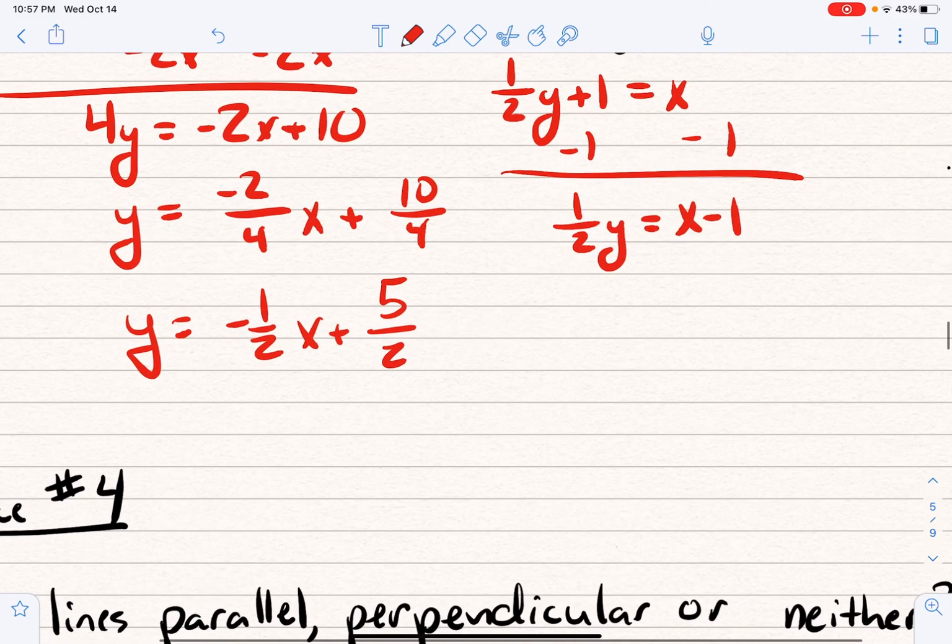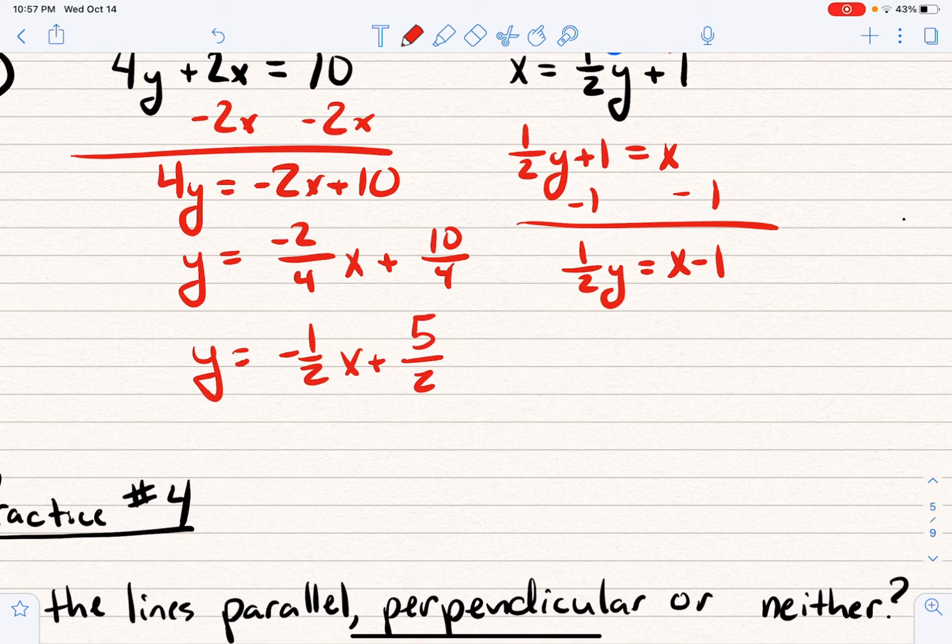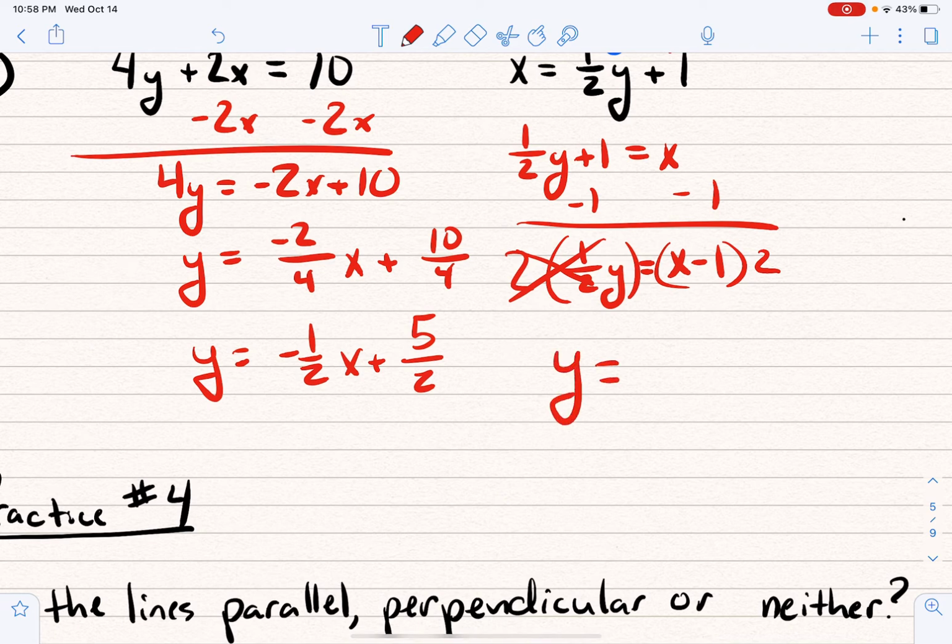And the only way I can think of to get rid of that 1/2 would be to multiply everything by 2. So I'm going to multiply everything on this side by 2 and multiply everything on this side by 2. Make sure you distribute on that right side. So the 2 and the 1/2 cancel each other out. I'm left with y equals 2x minus 2.